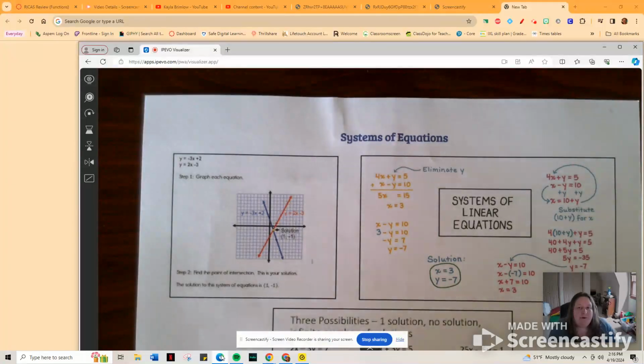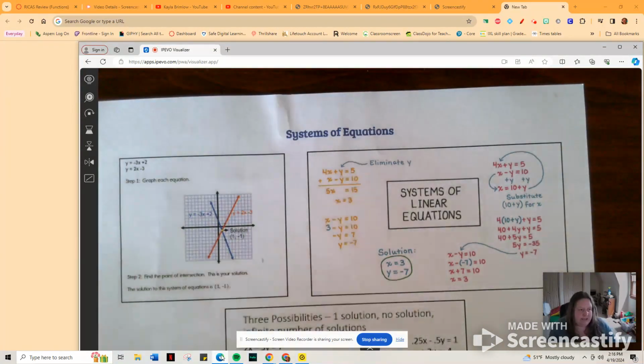Hey everyone, it's Mrs. Brimlow, and today we're going to take a look at systems of equations. So please make sure you have your RICAS review packet out and you copy down the examples as I go through it.